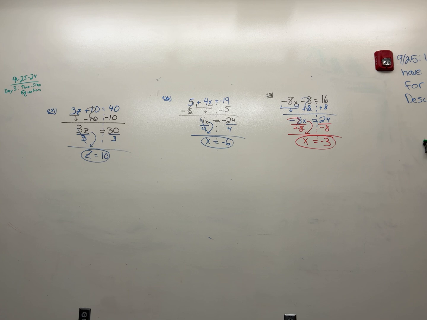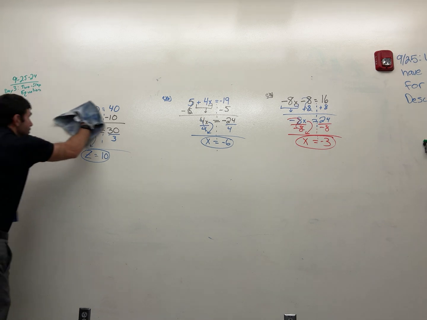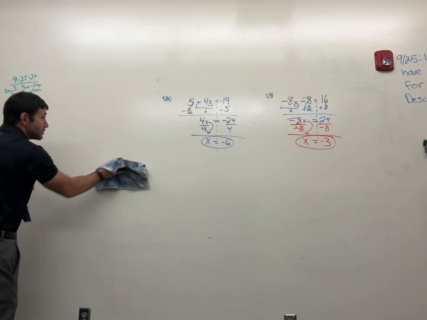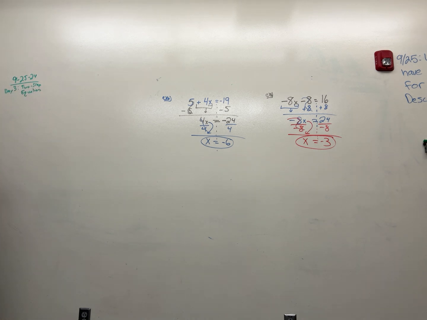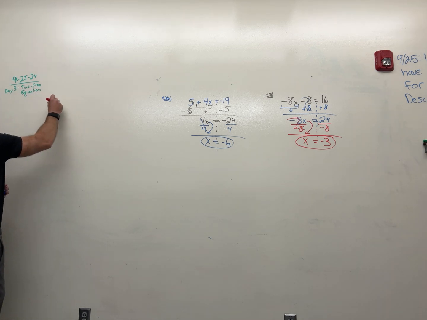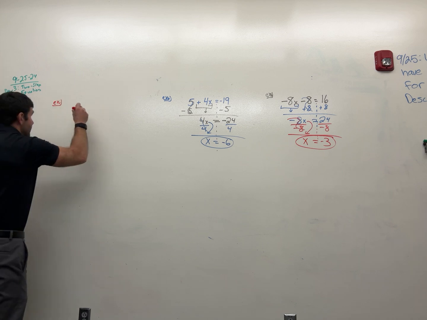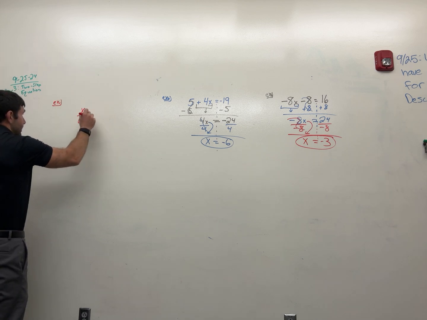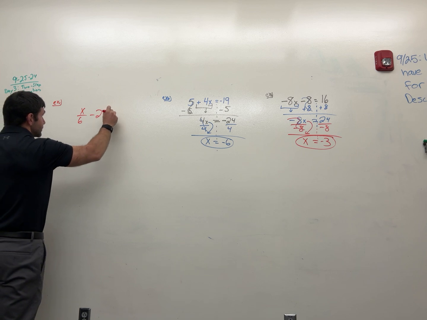Now, so far, all we have done is add or subtract, then divide. Well, Mr. H, you haven't shown us any division problems. Correct. I haven't yet. So here's example 4. X divided by 6 minus 2 equals 4.